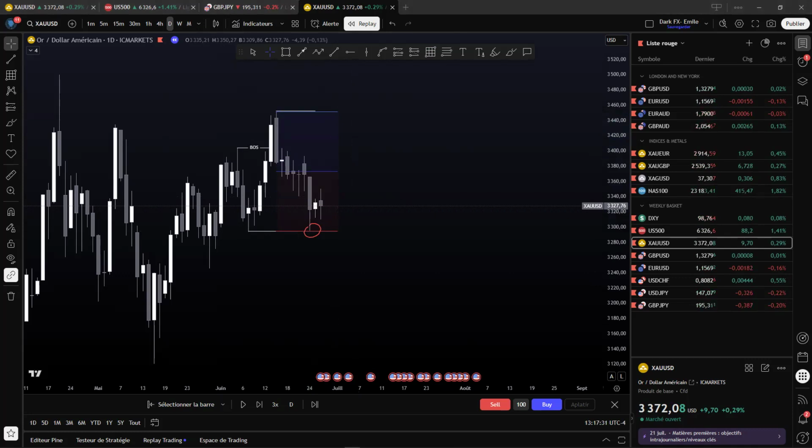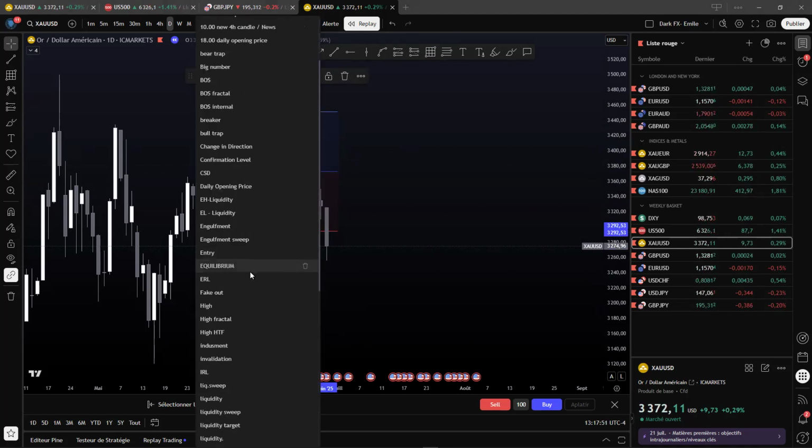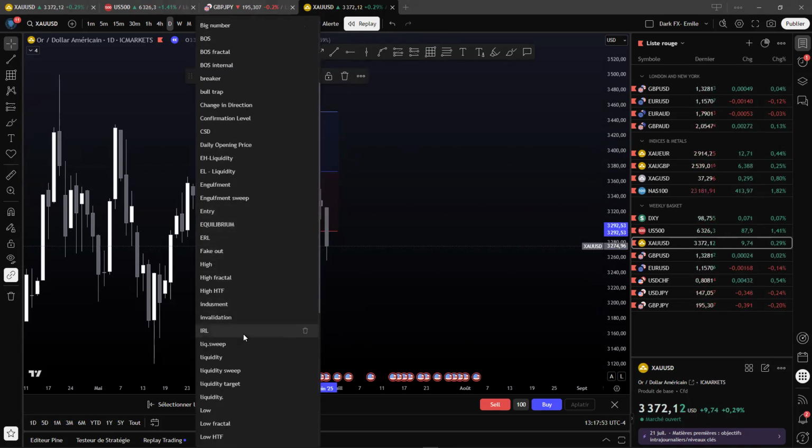If you mark your premium and discount zone, you know that price should react inside the discount zone to go higher. What will price do here? Boom, broke structure. Why? Because of these equal lows. Now, you know equal lows doesn't work, okay? It cannot stop price.